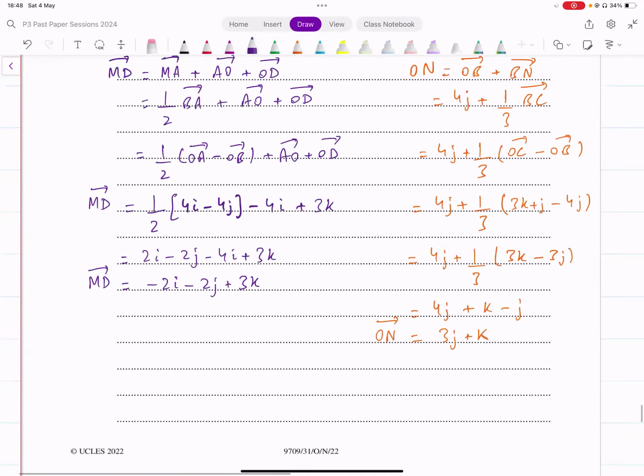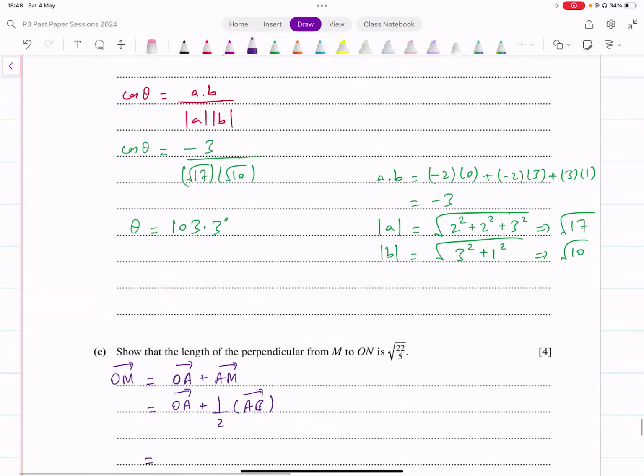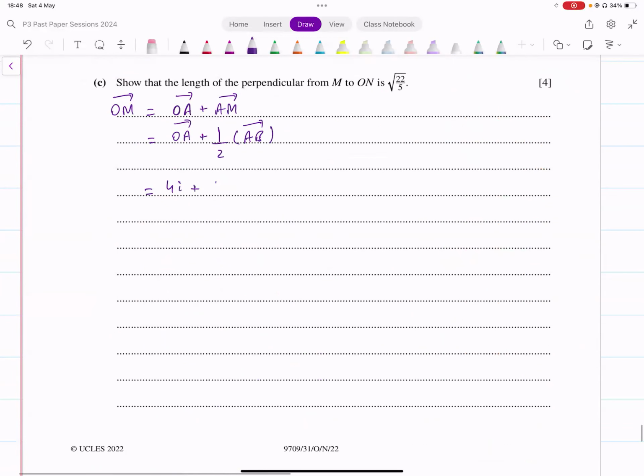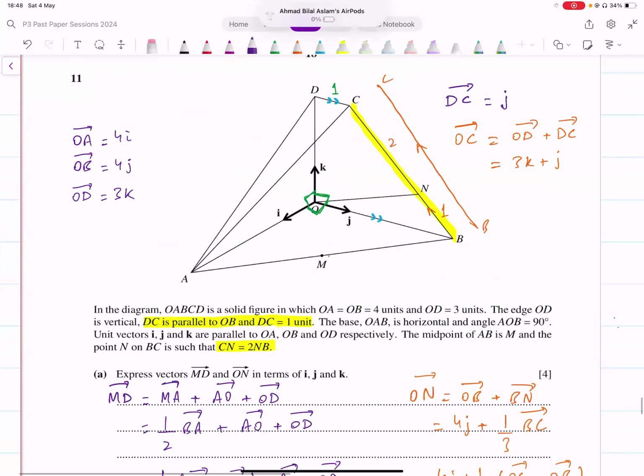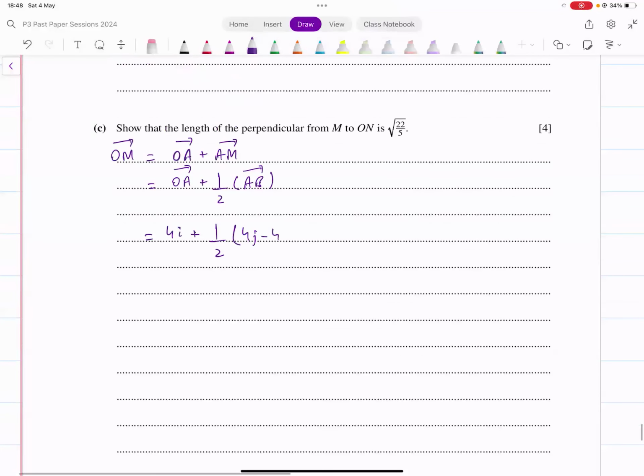OA is, in fact, there's a direct way of doing this as well, by the way. I'll also show you that way. OA is 4i. And then AB is OB minus OA. OB is 4j minus 4i. That's going to give you the result. It becomes 2i plus 2j. That's what OM turns out to be.